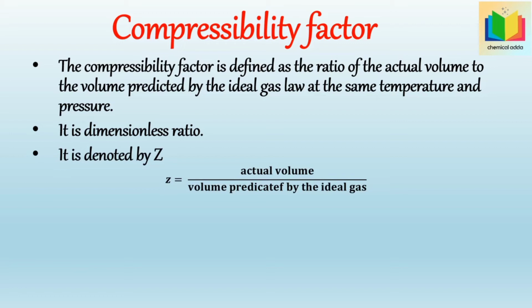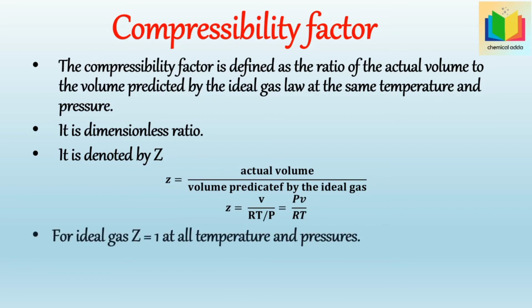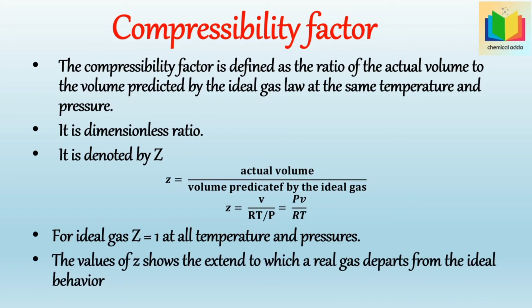As we know from ideal gas equation, volume predicted by the ideal gas law is equal to RT by P. So we can write Z is equal to V divided by RT by P. Hence, Z is equal to PV divided by RT. For ideal gas, Z equals 1 at all temperatures and pressures. The value of Z shows the extent to which a real gas departs from the ideal behavior.